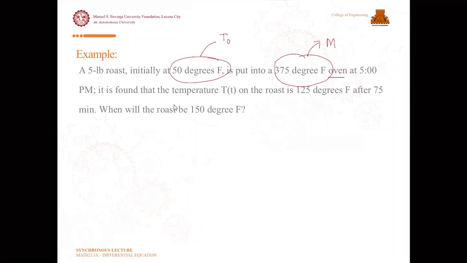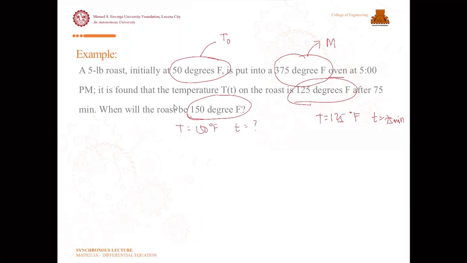Okay. Then after, it is found out that the temperature nung turkey natin on the roast is 125 degrees Fahrenheit after 75 minutes. So, ito yung temperature niya. So, 125 degrees Fahrenheit kapag ang time natin ay 75 minutes. Ngayon, ang question natin is, kailan siya magiging 150 degrees Fahrenheit? So, kailan siya iinit hanggang 150 degrees? So, temperature is 150 degrees Fahrenheit. Ang question natin is, kailan mangyayari yan?